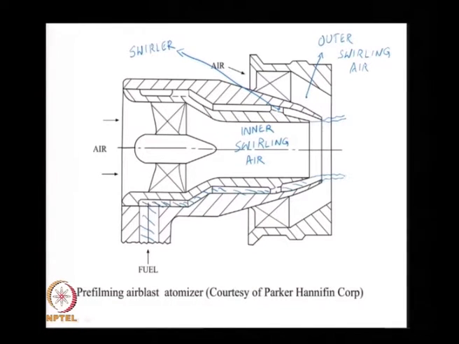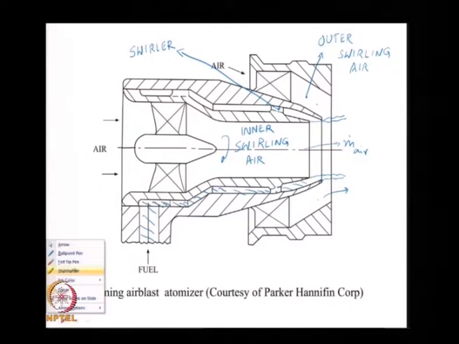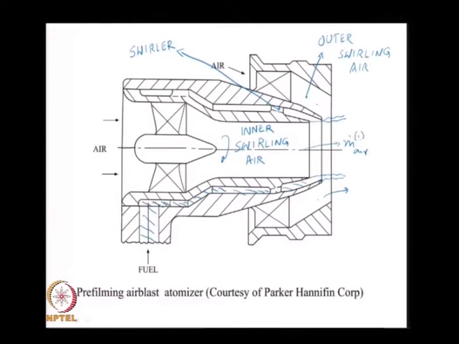So, these vanes are also at an angle. The air in this part is swirling, and the air coming out of these passages here is also swirling. By controlling the ratio of the air coming in on the inside and outside, I will call this m dot air inside, we will call this m dot air 1, and m dot air 2 for the other.